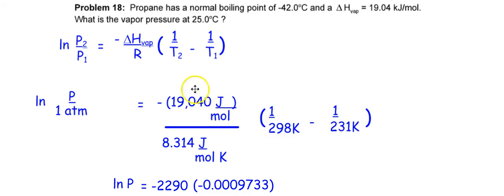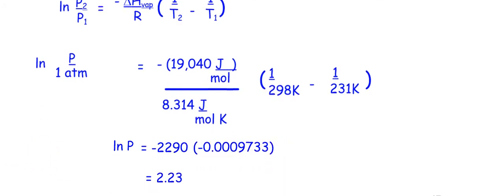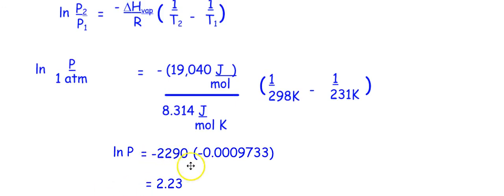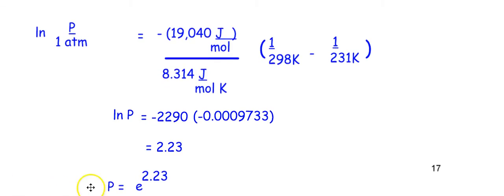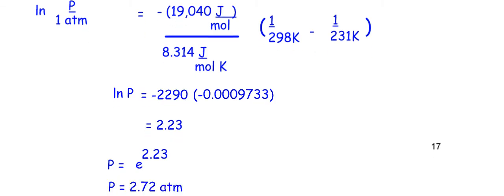So then what did I do? I took these two numbers and divided, and I got negative 2290. And then I did 1 over 298 minus 1 over 231, and I got a negative 0.0009733. So then I multiplied those two numbers together. Notice the negatives cancel out to be a positive. And then I found, how do I get rid of the natural log? I made it to an e value. And then e to the 2.23 is 2.72 atm.